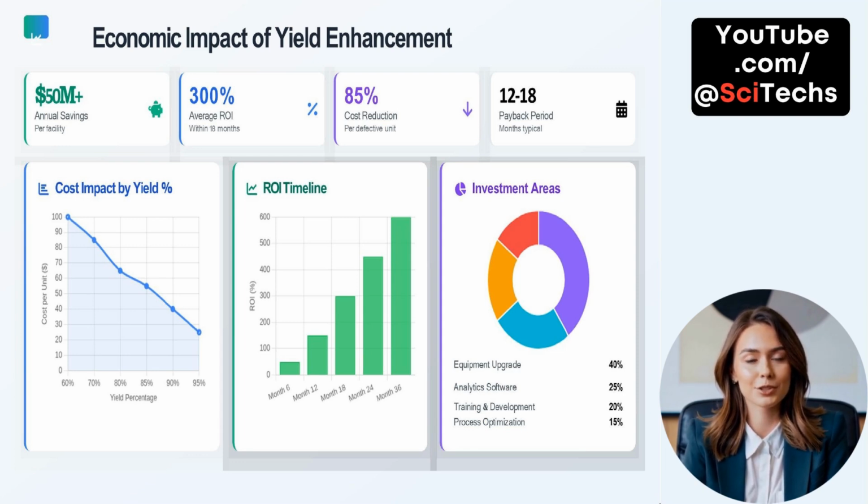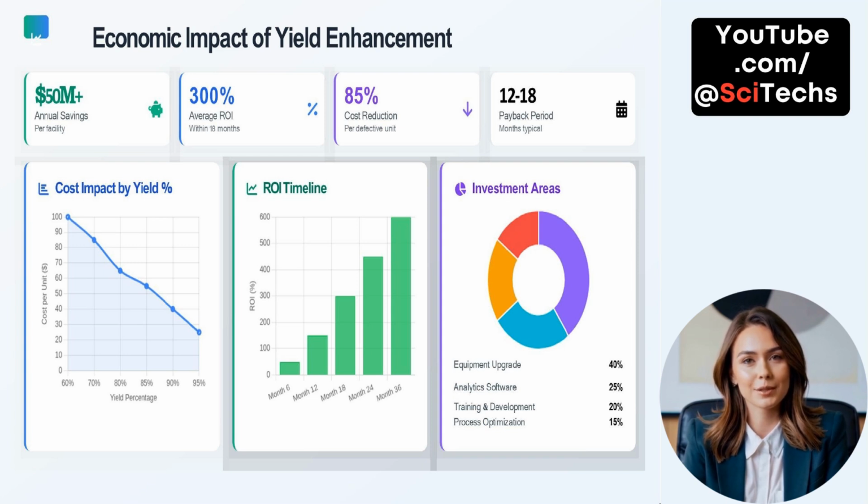A cost versus yield curve shows how unit cost drops significantly as yield percentage increases, from nearly $100 per unit at 60% yield to about $30 at 95%. The ROI timeline graph shows exponential returns, reaching 600% by the 36-month mark.